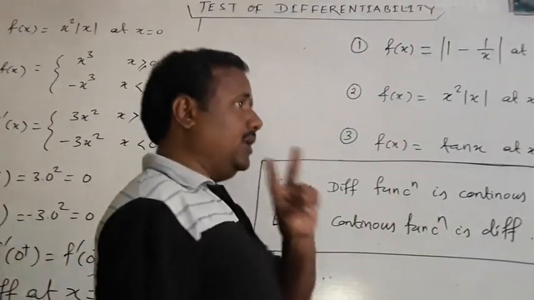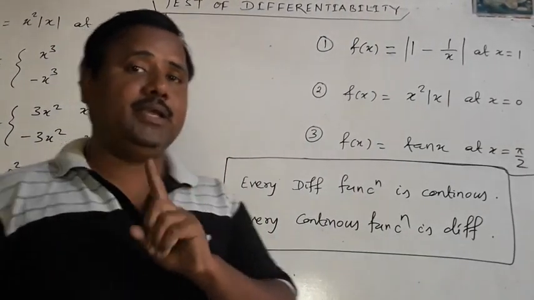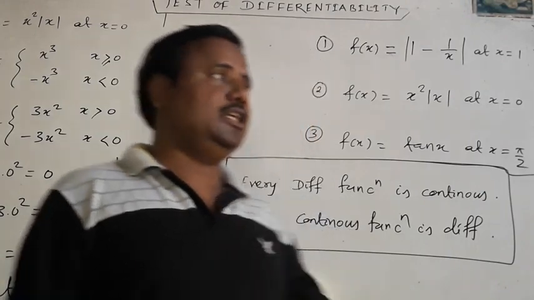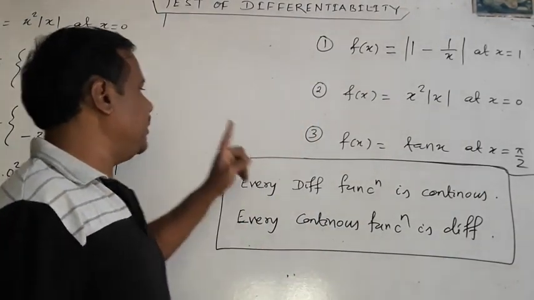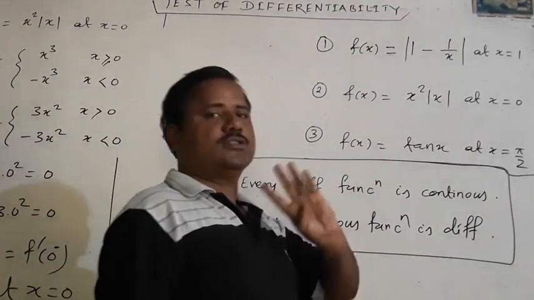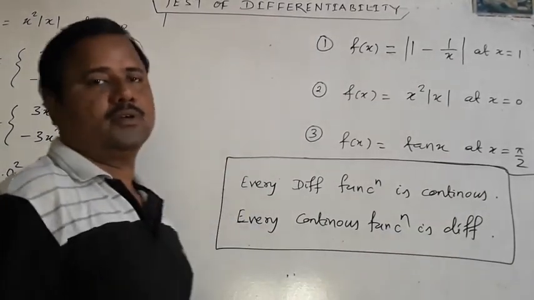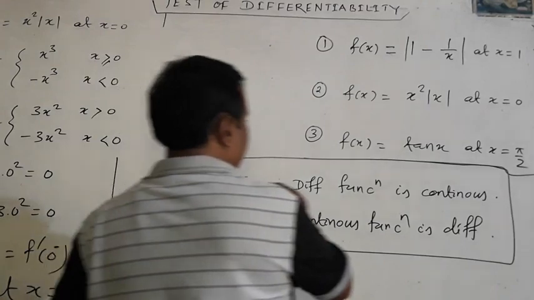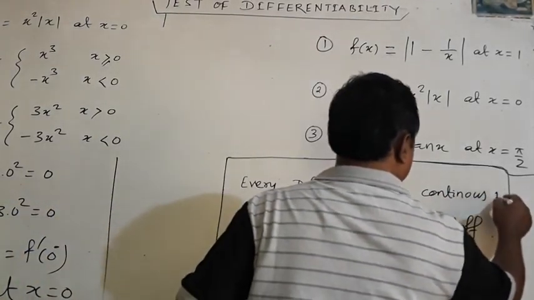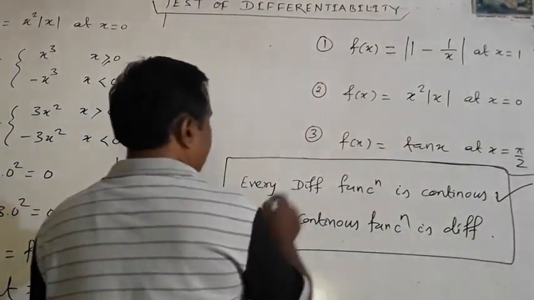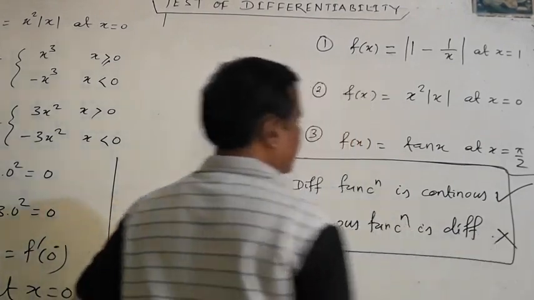There are two very important lines. Every year short questions will come on these two lines. Every differentiable function is continuous, true or false? Every continuous function is differentiable, true or false? The first one, every differentiable function is continuous, it is true. Every continuous function is differentiable, is wrong.